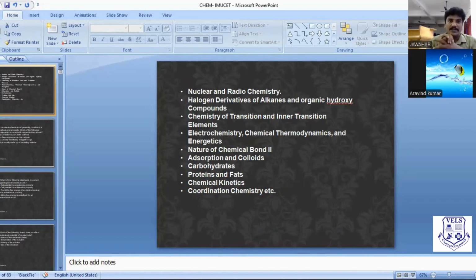The next topics are halogen derivatives, alkenes and organic hydroxy compounds, chemistry of transition and inner transition elements, electrochemistry, chemical thermodynamics and energetics, nature of chemical bonds, adsorption and colloids, carbohydrates, proteins and fats, chemical kinetics, coordination chemistry, etc.